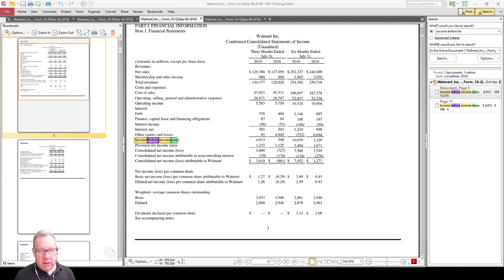And then there should be something called income taxes or provision for income taxes, which is the next line item. So 6 months 2019, 2,484. And 6 months 2018, 1,671. All right, cool.